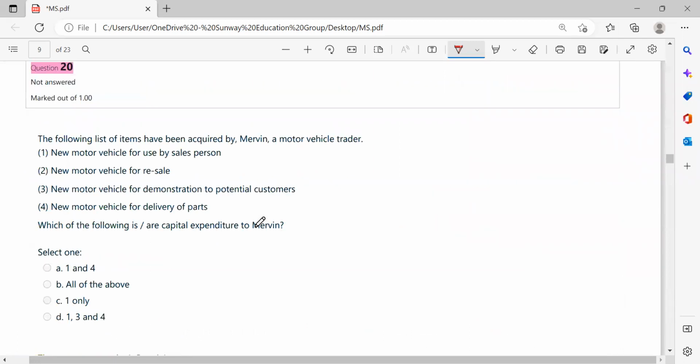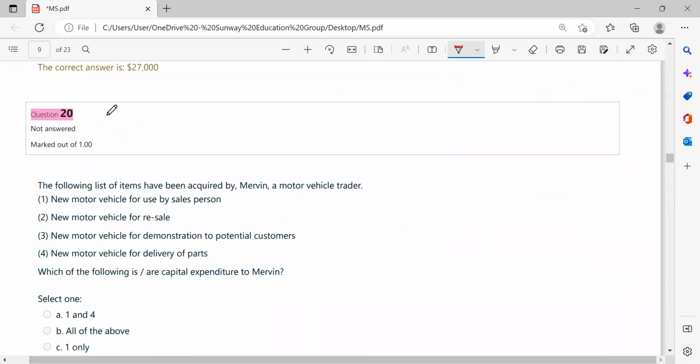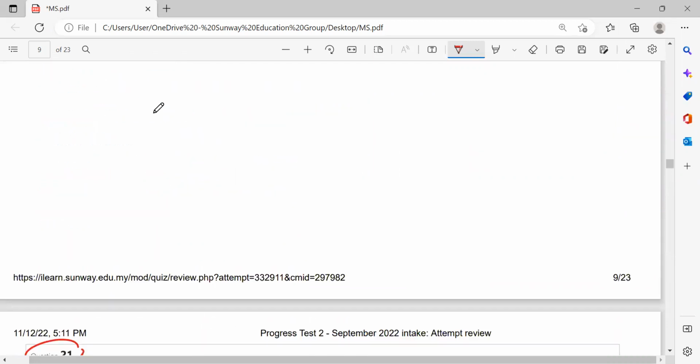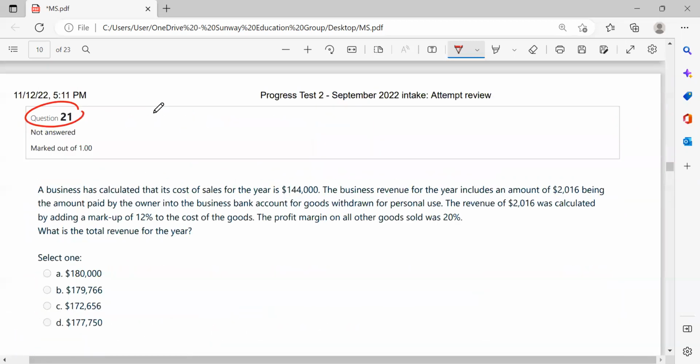Now, moving on. Again, question 20, CBE question, actual exam question. Moving on to question 21.